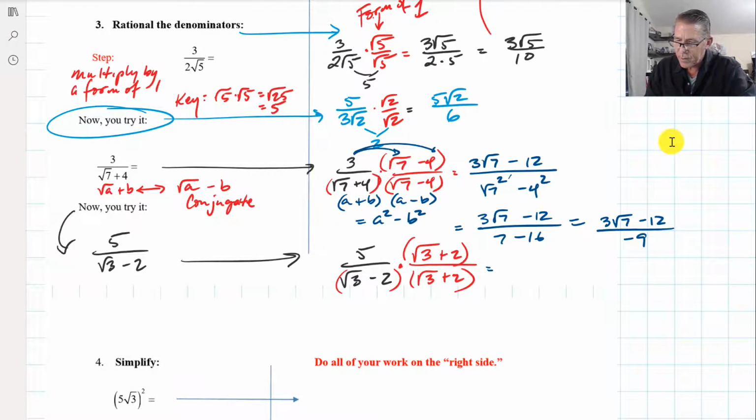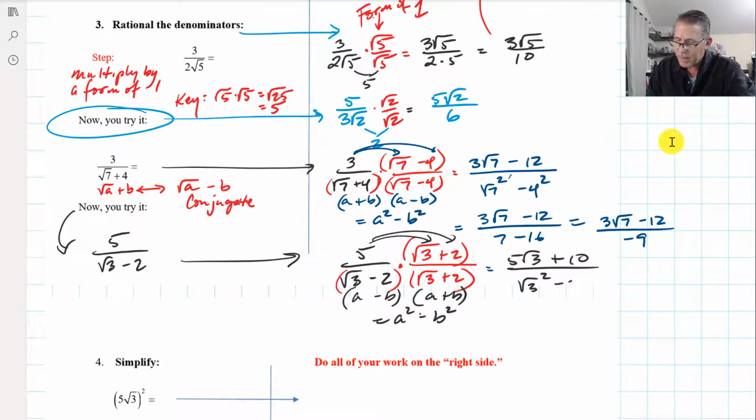Well, you got to distribute through the 5 twice, right? So you get 5 rad 3 up top plus 10. 5 times 2 is 10. And then again, this is a minus b times a plus b, and it's always equal to a squared minus b squared. So I got to take the first term and square it. I got to take the second term and square it and simplify the result.